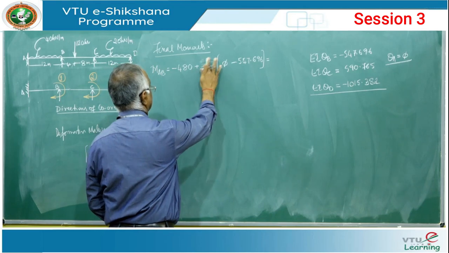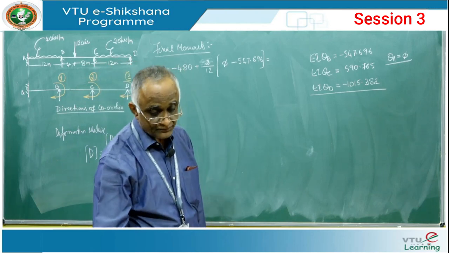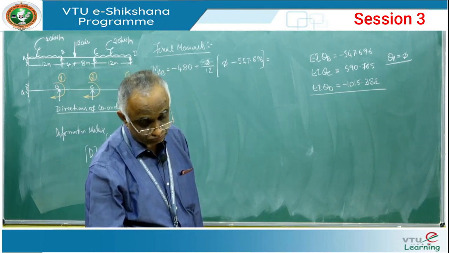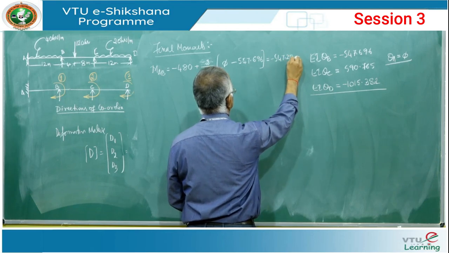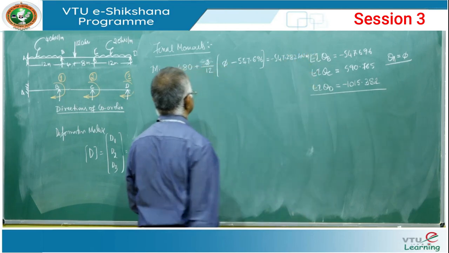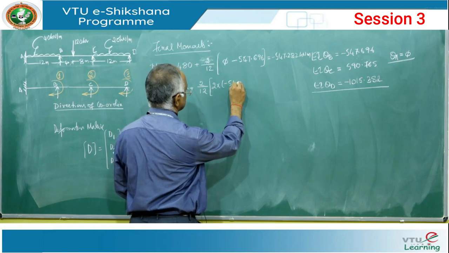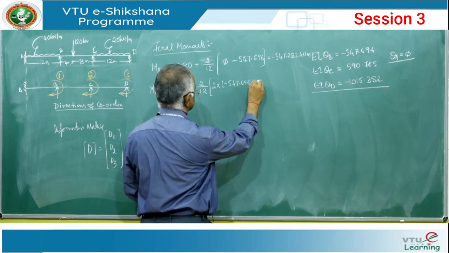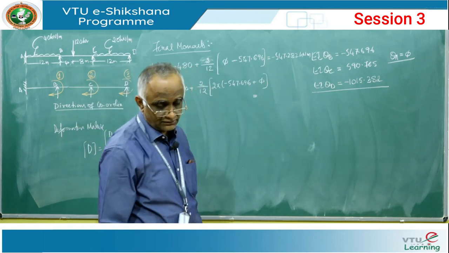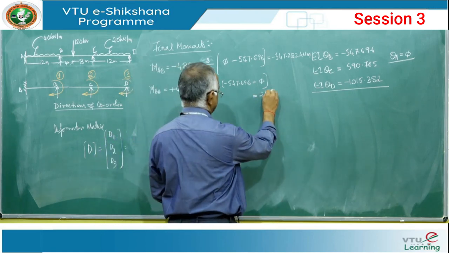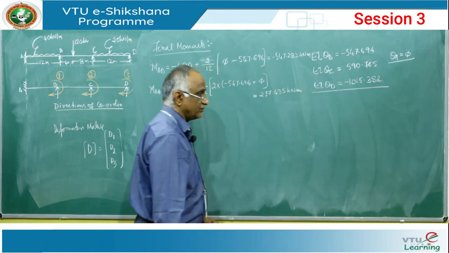Sorry, EI you can eliminate because this value consists of EI D1. EI D1 is nothing but EI theta. So, the value is minus 547.282 kilonewton meter. The second moment is MBA. MBA is plus 480, 2 times theta B, 547.696 plus A is 0. So, the value is around 297.435. The more the digits, the more the accuracy here.